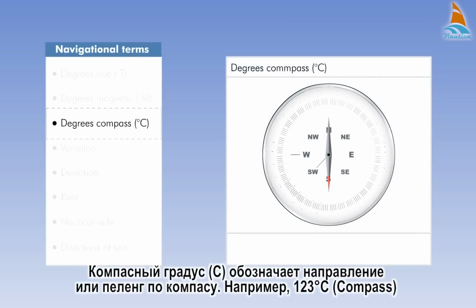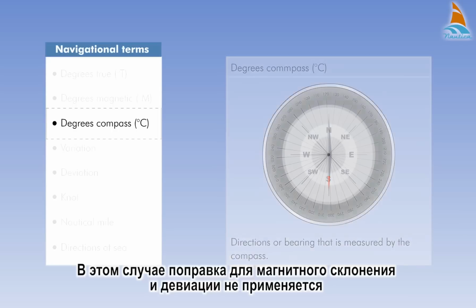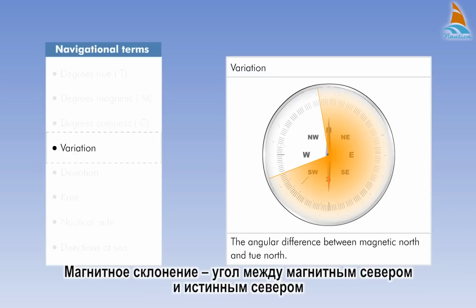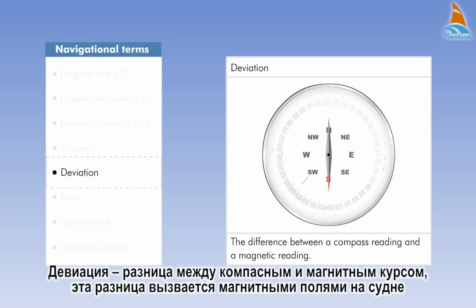Degrees compass, C, stands for direction or bearing that is measured by the compass. For example, 123 degrees compass. No correction for variation and deviation has been applied. Variation stands for the angular difference between magnetic north and true north. Deviation stands for the difference between a compass reading and a magnetic reading, caused by the magnetic fields on the boat.